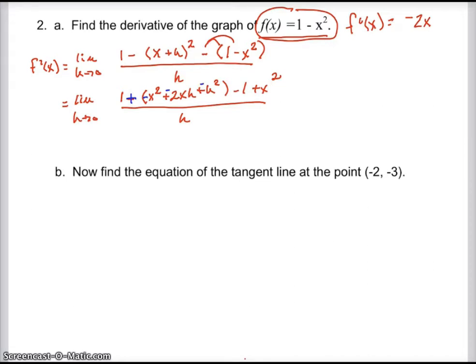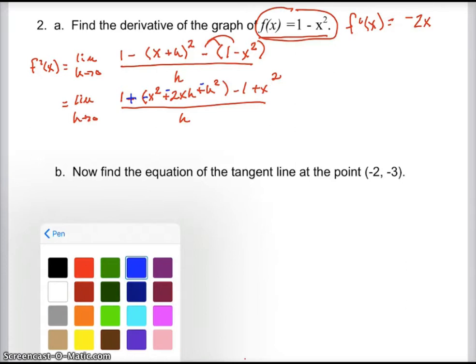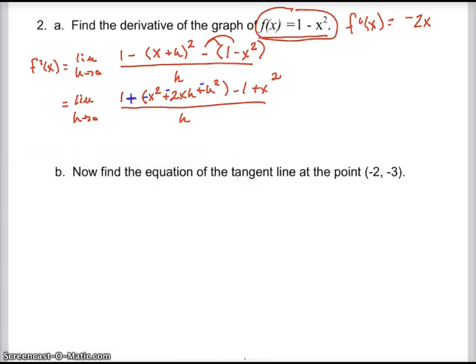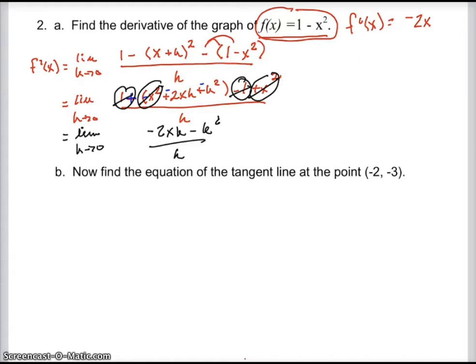And now it's time to start looking for common terms that will cancel one another out. The negative x squared and the positive x squared will cancel. The positive 1 and the negative 1 will cancel. And that's it. So I'm left with the limit as h approaches 0 of negative 2xh minus h squared all over h. Now, is it okay for me to go ahead and evaluate the limit?